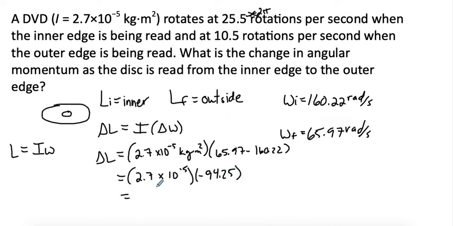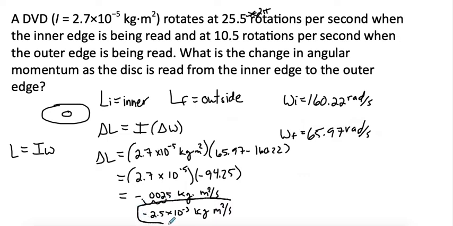And then we'll finish this out. And we get negative 0.0025 kilograms times meters squared per second for our change in angular momentum. If we wanted to do scientific notation just to follow suit there, we'd move our decimal place 1, 2, 3, so it'd be between the 2 and the 5. So negative 2.5 times 10 to the negative third kilograms times meters squared per second. So we can see that angular momentum changes here from the inner edge to the outer edge.